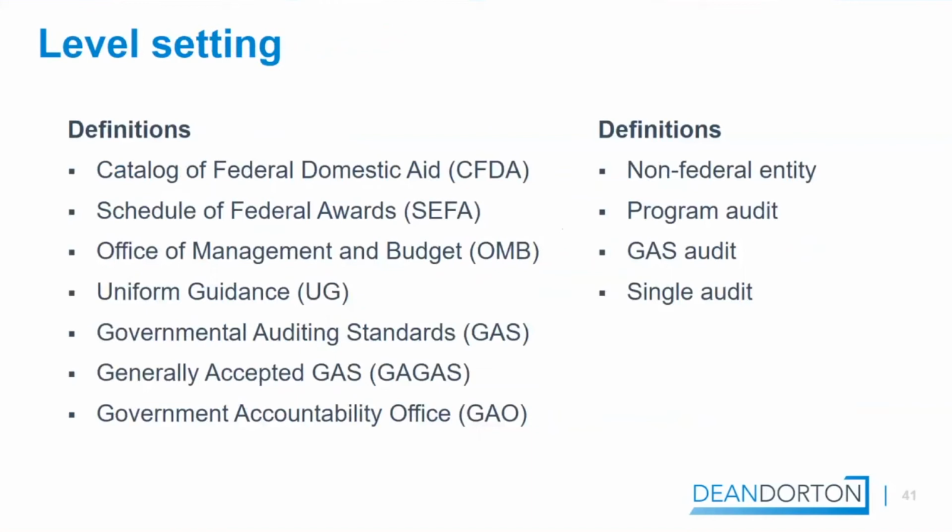CFDA is the Catalog of Federal Domestic Assistance. SEFA is your Schedule of Expenditures of Federal Awards. OMB is the Office of Management and Budget. They're the ones who create the rules for single audits. Uniform guidance is the guidance that auditors follow to do your audit. GAS is Government Auditing Standards. GAGAS is Generally Accepted Government Auditing Standards. GAO is the Government Accountability Office. And a non-federal entity could be a nonprofit or a commercial entity. We'll talk about a little bit of program audits and GAS audits and single audits as we move through this.